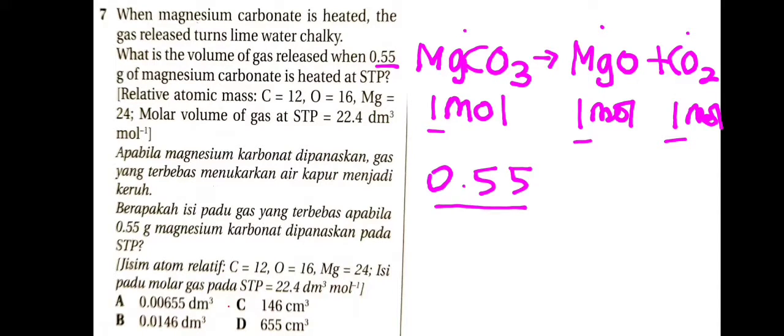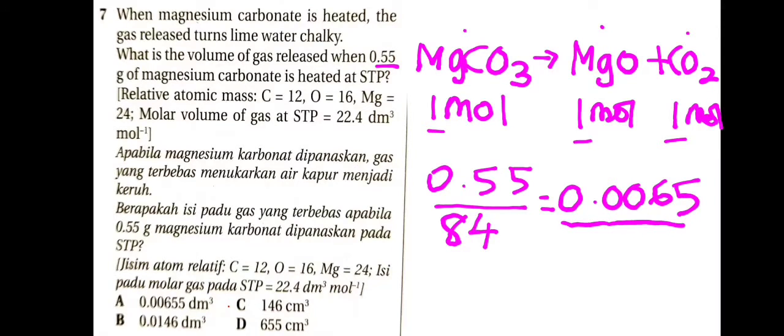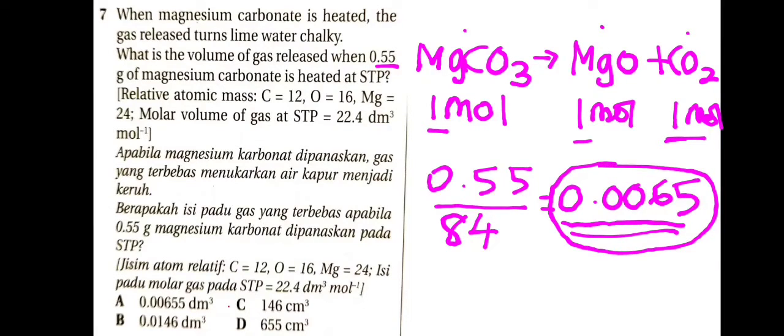So what is the RMM of magnesium carbonate? 84. So what's the number of moles of magnesium carbonate? The number of moles is 0.0065 mole. Now from the equation, 1 mole of magnesium carbonate releases 1 mole of carbon dioxide. So when 0.0065 mole of magnesium carbonate is heated, it also releases 0.0065 mole of carbon dioxide. They have the same number of moles.